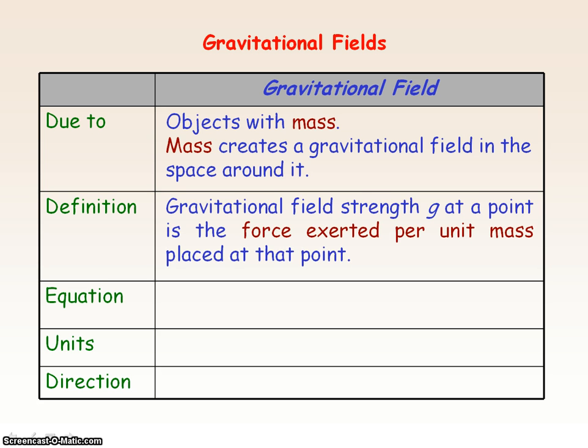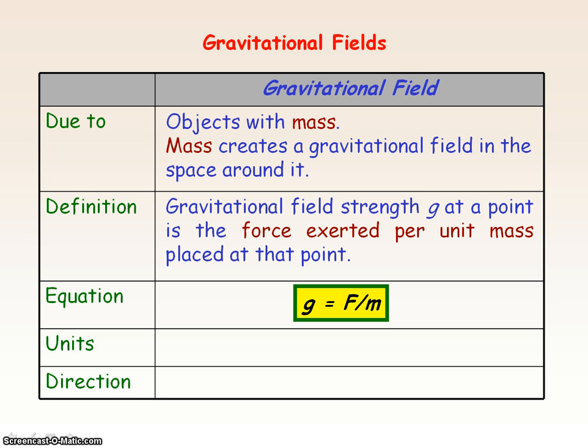The definition of gravitational field strength at a point is the force exerted per unit mass that is placed at that point, and a unit mass being a 1 kg mass. From the definition, we can get an equation for gravitational field strength, which is equal to the force F divided by the mass m.